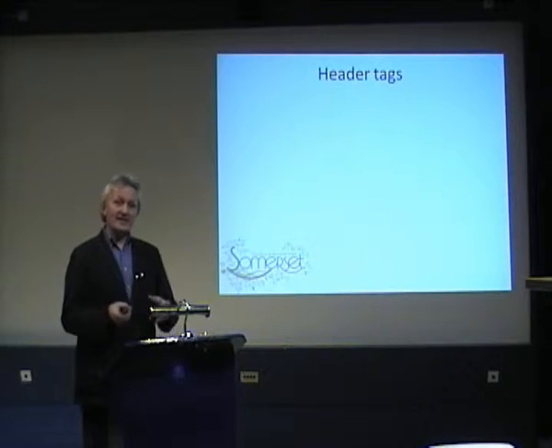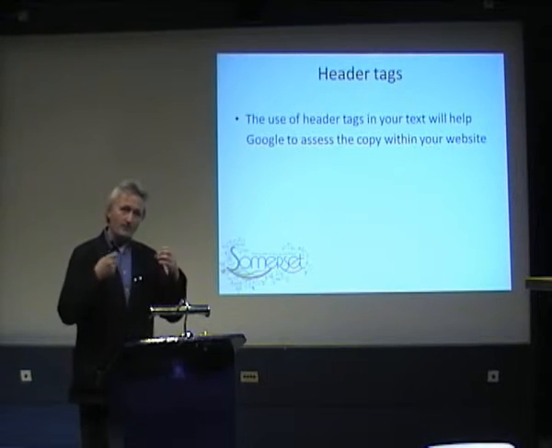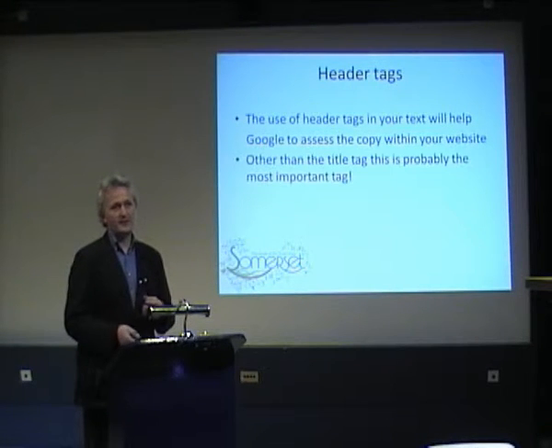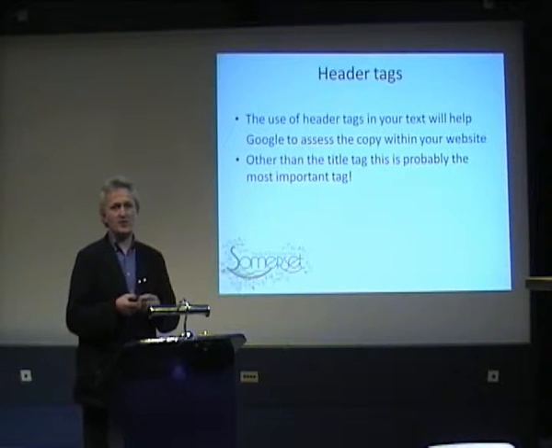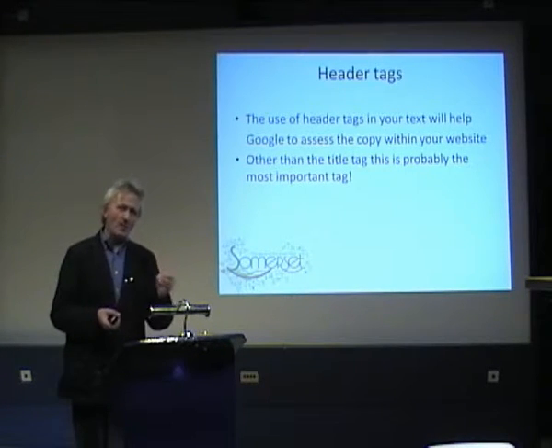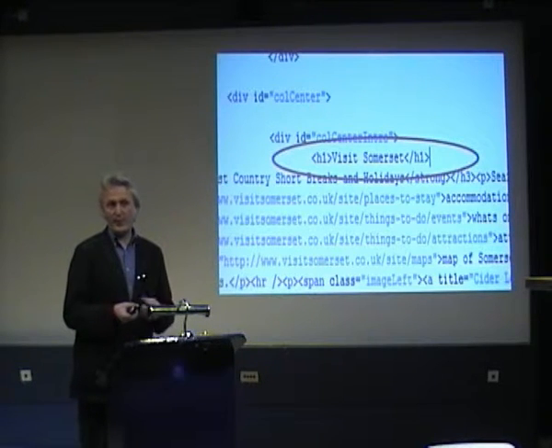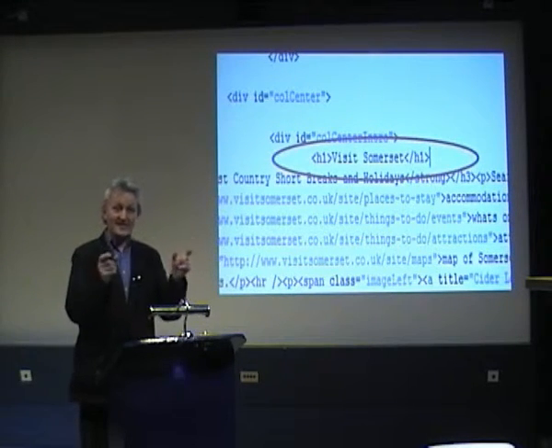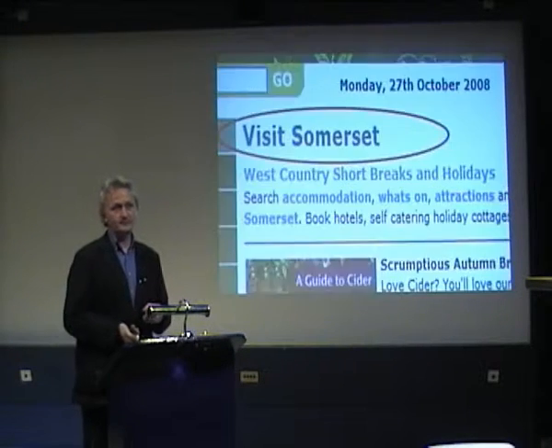The next point I want to cover is header tags. Now the header tags are used to help Google assess the copy within your website. And other than the title tag of your page, which we covered in part 1 of this search engine section, this is probably the most important tag. What does it look like? Well, in the code of your website, it's got these square brackets either side of it with an H1 or an H2 or whatever, saying to Google, this is a header. Underneath this is some important text for you to index and read.